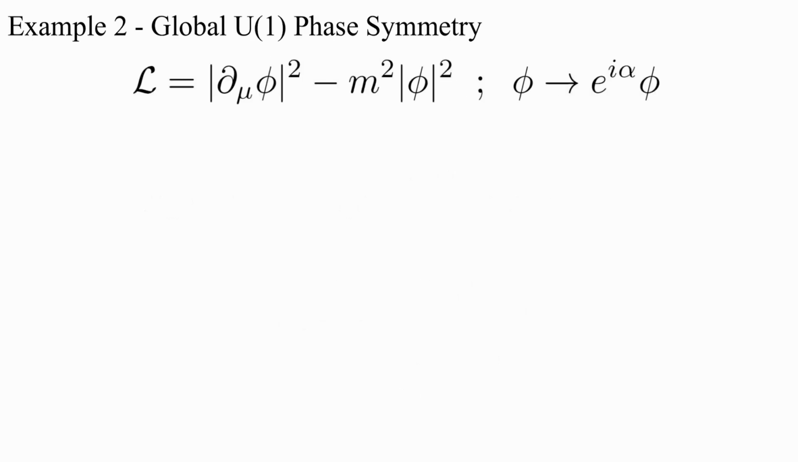So that was a pretty straightforward example, and we can now move on to something a little bit more complicated. Here we're going to have a complex field, and what we're going to show is the global U1 phase symmetry has a conserved current. By global U1 phase symmetry, I mean that this phi being transformed by this factor of e to the I alpha is a transformation along U1.